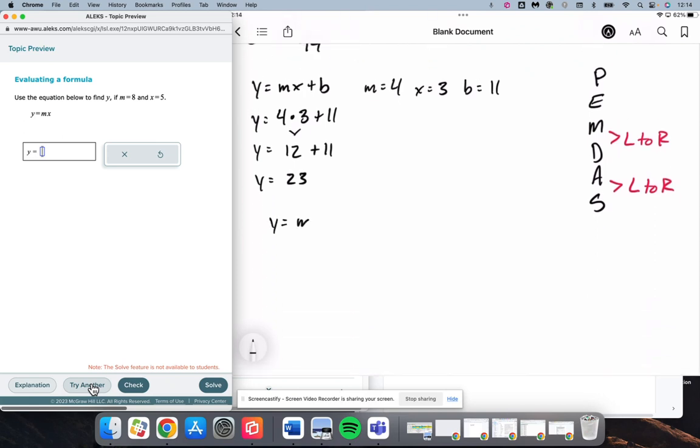So y equals mx. M is equal to 8. X is equal to 5. Again, these variables m and x are next to each other, which signifies multiplication. We got 8 times 5. So y is equal to 40.